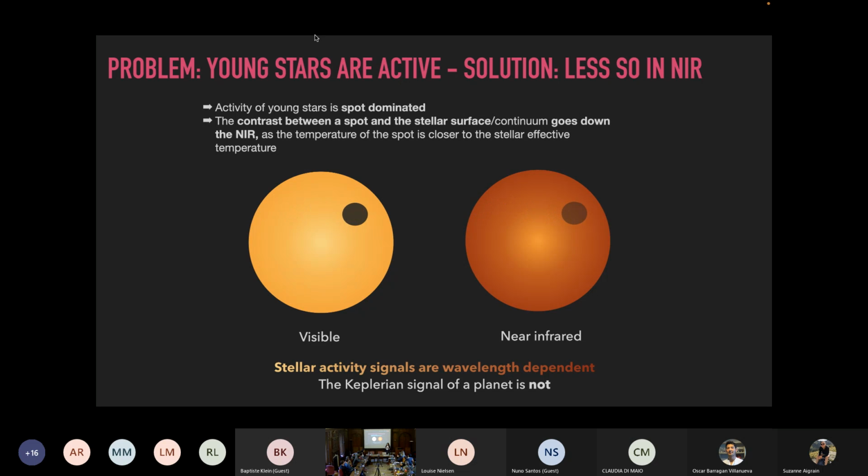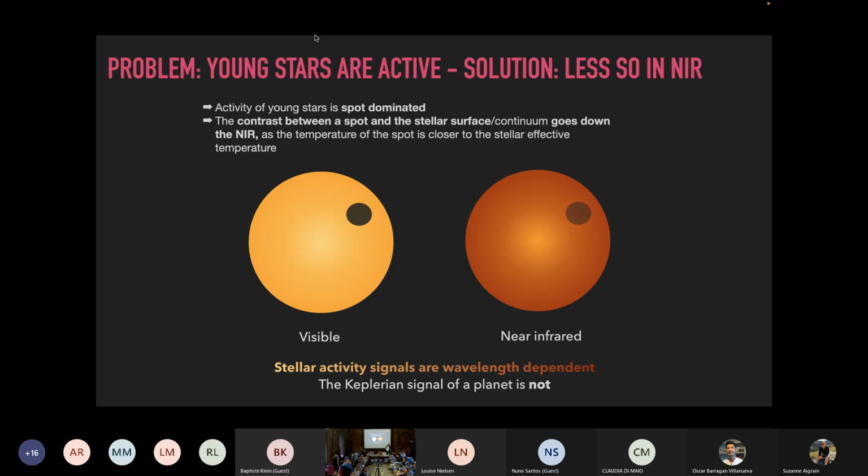Anyways, but the idea is that the contrast you have between the surface of the star, the continuum, and a spot would go down when you go to the near-infrared. And if we assume that young stars are mainly dominated by activity in the form of spots or dark spots on the surface, then you have this nice thing that when you go to the near-infrared, then you'll see less activity.